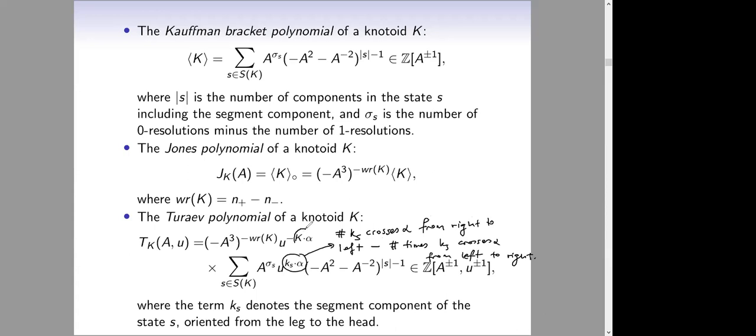And the same thing is for here. K is the diagram of the knotoid and alpha is our shortcut. So this algebraic intersection number k dot alpha is the number of times k crosses alpha from right to left minus the number of times k crosses alpha from left to right. Now, this is best understood in an example, so let me give you an example.